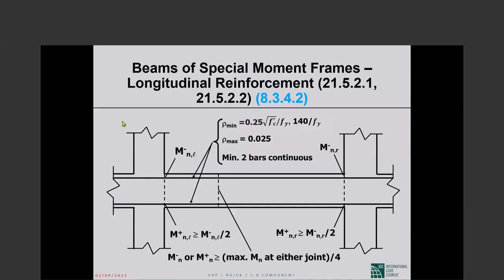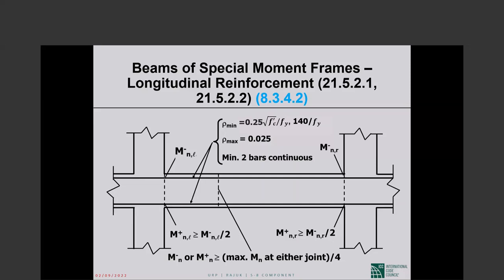Then if you have, let us say, six number 8, 25 millimeter bars at the top at the support section, you must have at least 3 25 millimeter bars at the bottom. The positive moment strength shall be no lower than half the negative moment strength at the support section.